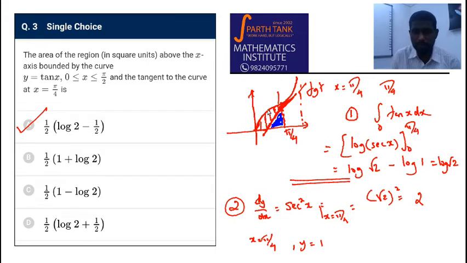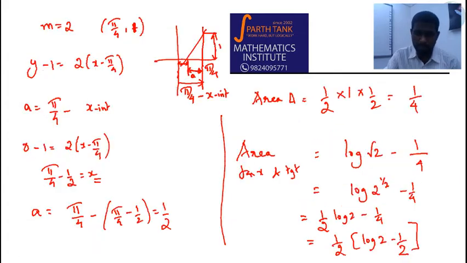Very simple. The area under the curve y equal to tan x, and the area under the tangent is just a triangle. So it's quite easy to find the area of the triangle, no problem at all. Okay, now let us move on to question number 4.